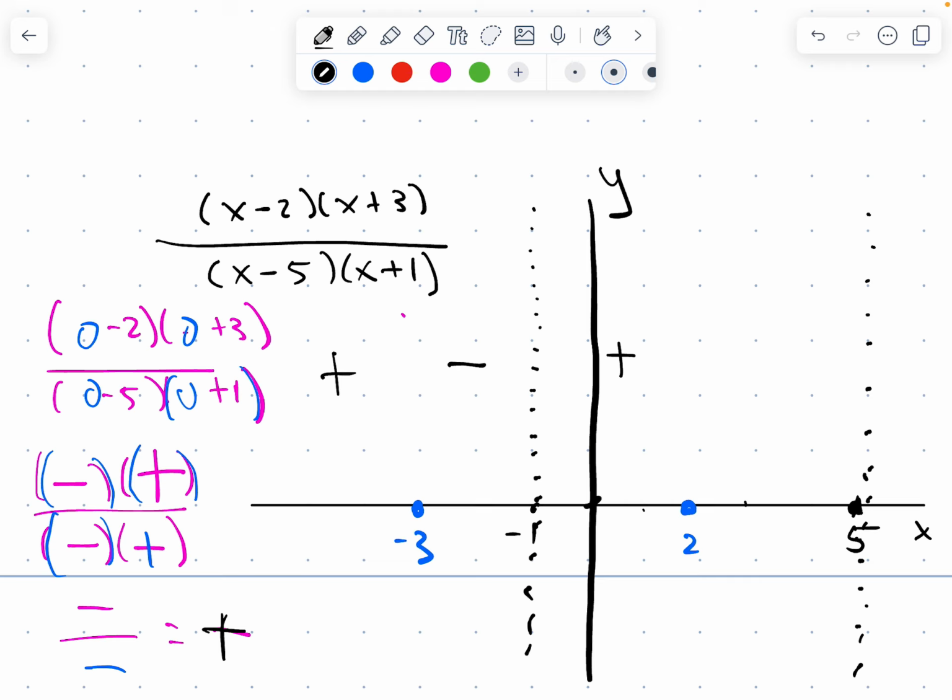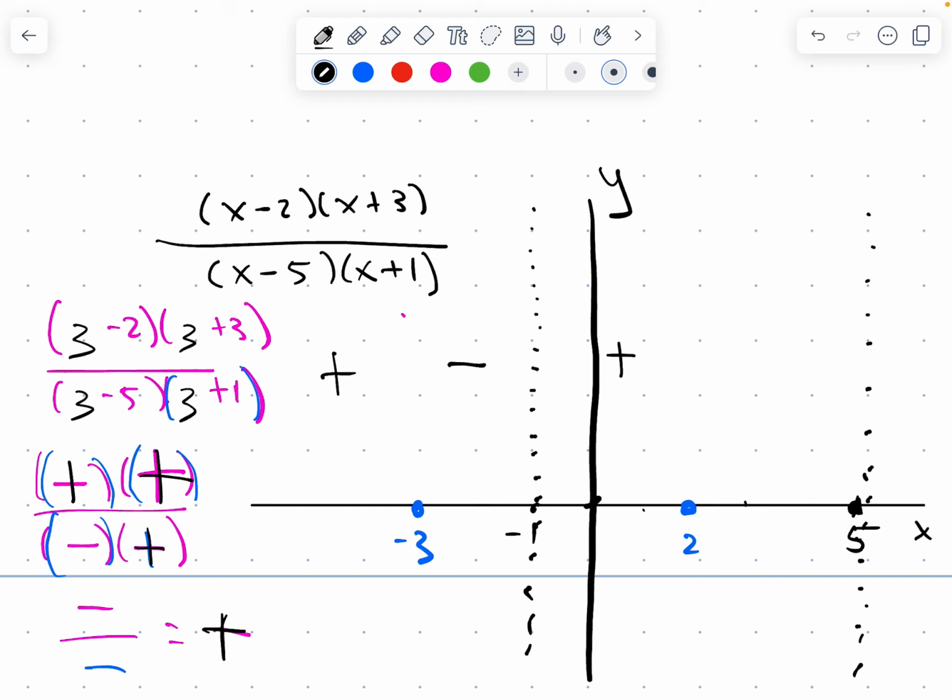Let's just pick 3. 3 seems like a nice number. Now again, when I plug in 3, what we're expecting is one of those values is going to flip. Let's see which one's going to flip now. Let's plug in 3. All right, and we see our flipper, 3 minus 2. 3 minus 2 is a positive. 3 plus 3 is positive, that stays positive. 3 minus 5, that stays negative. 3 plus 1 is positive.